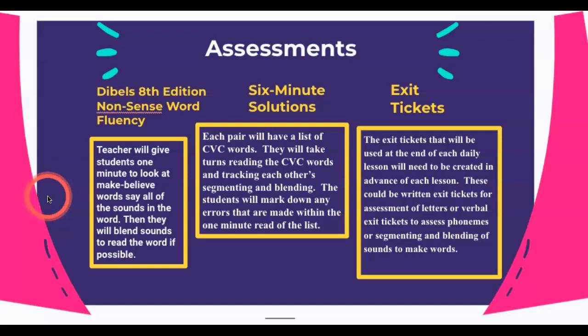I also provided exit tickets. The exit tickets were used at the end of each daily lesson, and they were either written or oral, and it would track letters and sounds, segmenting and blending depending on the day's lessons.